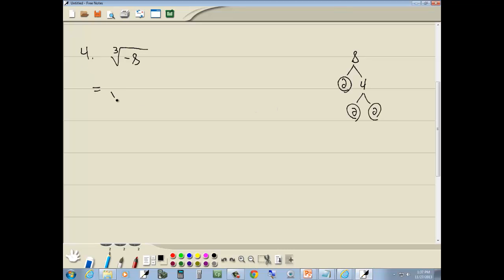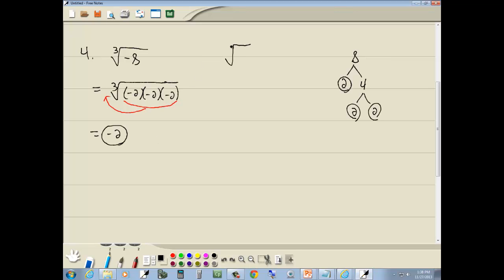Now with the negative in there, we could rewrite this as -2 times -2 times -2. Because a negative times a negative is positive, times another negative is negative. Now our index is 3. It means we're looking for a set of 3 of something. Well, I have three -2s. So those three -2s are going to come out in front as a single -2. And everything disappeared from underneath our radical, so it's gone. So -2 is our answer.